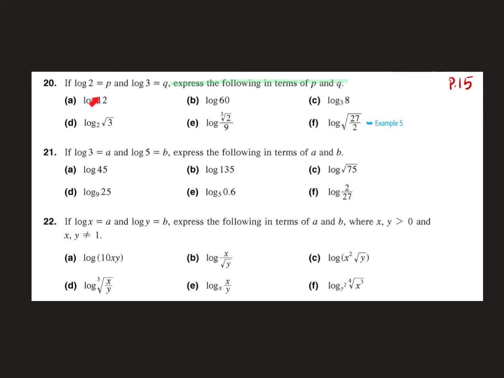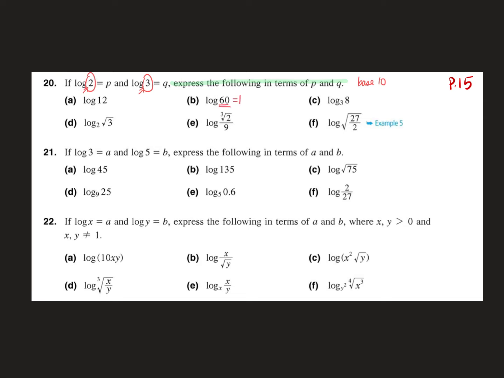Basically, you are going to rewrite this number 12 in terms of some powers of 2 and 3. It's kind of like prime factorization in this case. You're trying to form 12 using 2 and 3, form 60 using 2 and 3. And remember that besides these two given numbers, you can also use the base. What is the base? In this case, it's common log, so the base is 10. So you can also use 10 to form the number that is given.